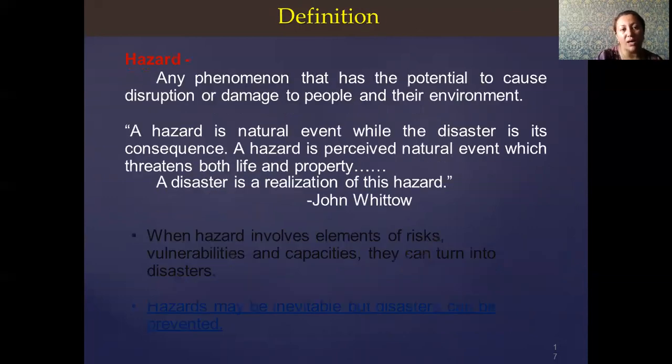Also, a hazard is a phenomenon with the potential to cause disruption or damage to people and their environment. A hazard is a natural event while the disaster is its consequence. A hazard is a perceived natural event which threatens both life and property. When a hazard involves elements of risk, vulnerabilities, and capacities, it can turn into a disaster.